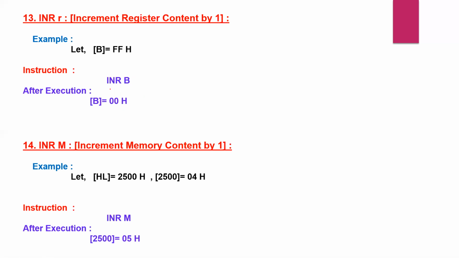Suppose register B has data 01, we use INRB, that is increment B. After execution of this instruction, B has data 02H. Means using this instruction, you can only increment the data and it's stored in the same place.